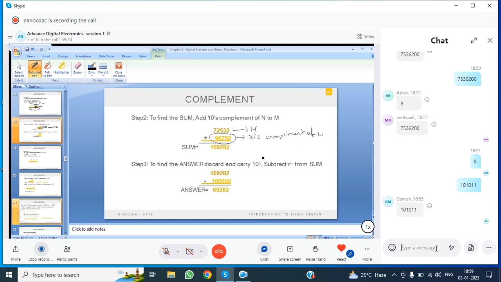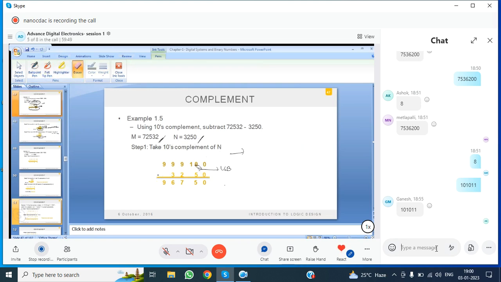So to find the answer, what you need to do, you need to discard the end carry of 10 power 5, that is, subtract R power n from the sum. So if you are adding these two, you are getting 169282. So you need to subtract 100000. So the answer is 69282 you will get. Okay, subtract R power n from the sum. Simple thing. Once again I will tell you, and we will take one more example on this.